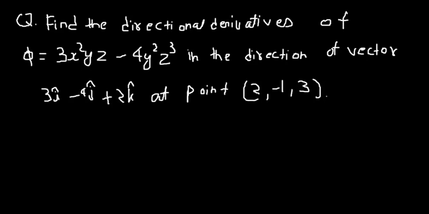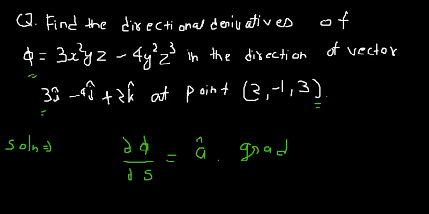So this is the question: find the directional derivative of phi equals this in the direction of 3i cap minus 4j cap plus 2k cap at the point 2, minus 1, 3. Before solving any question, I highly recommend you write the formula del phi by del s equals a cap dot gradient of phi. This is how we find the directional derivative, and only two things we need to find: a cap and gradient phi.